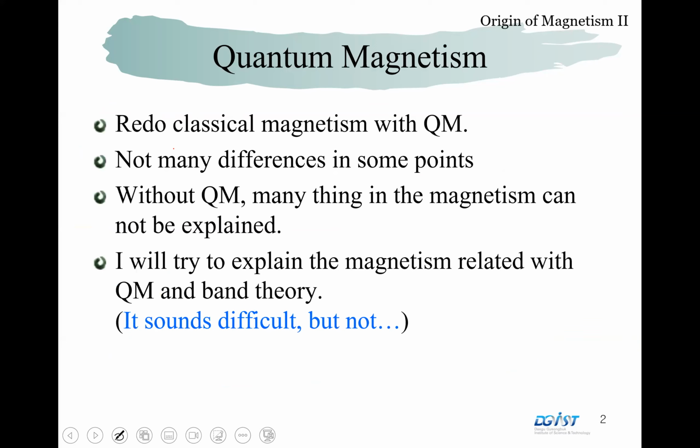Okay, so we're going to redo classical magnetism with quantum mechanics. Fortunately, many parts are very similar. But as I mentioned several times, without quantum mechanics many things about magnetism cannot be explained. For example, the Curie temperature of the ferromagnetic material cannot be explained without quantum mechanics.